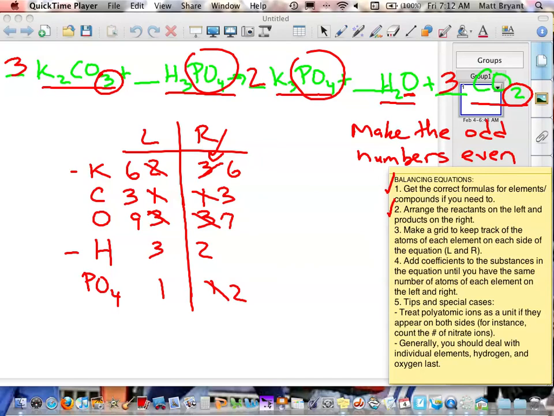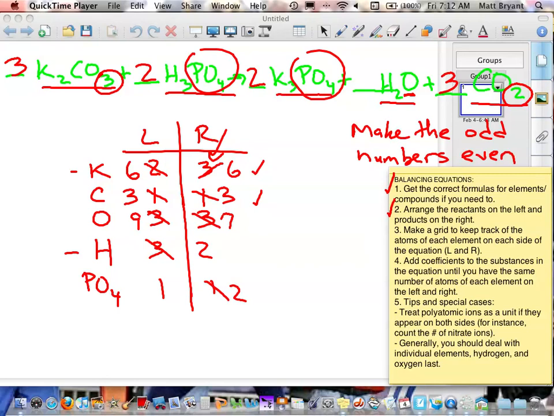Because clearly, we're good with potassium, we're good with carbon, but we need to fix oxygen and hydrogen. Now it just so happens that we have a compound that contains hydrogen and oxygen, water. So that's probably where we're going to want to go with this. Now again, the rule is always to make the odd numbers even. So, in this case, the odd number is 3. And how do we make an odd number even? We double it.